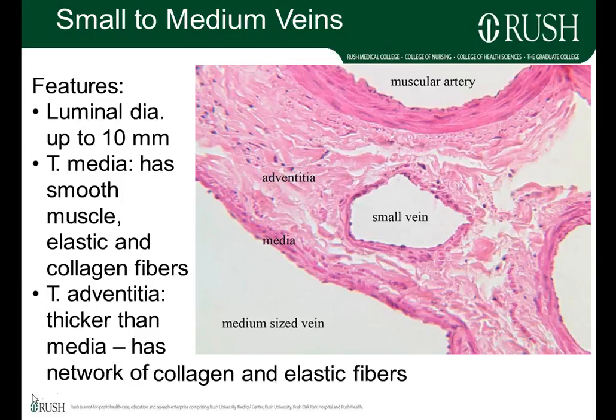Small to medium veins feature a luminal diameter of up to 10 millimeters. The tunica media has some smooth muscle and, of course, elastic and collagen fibers. And also you find the same elements like elastin and collagen in the tunica adventitia. And as I said before, it's thicker than the media in these veins.